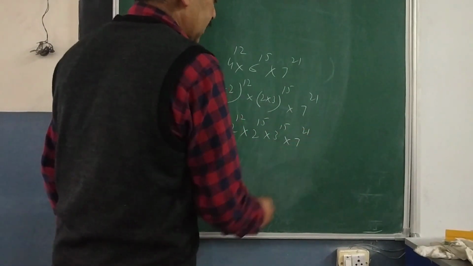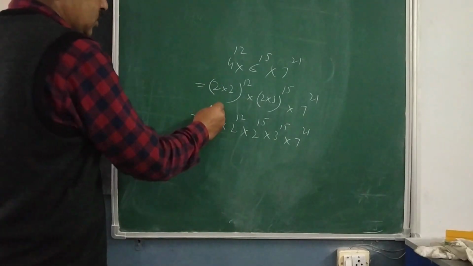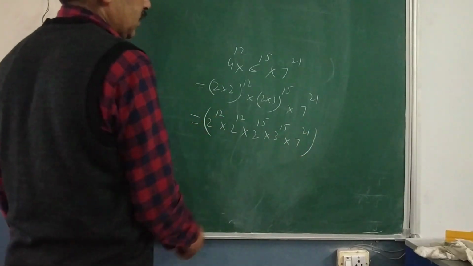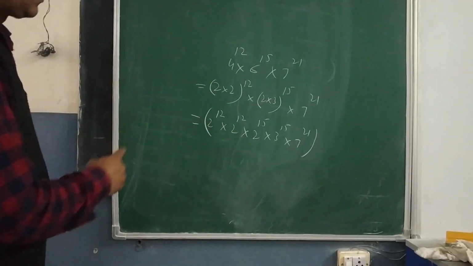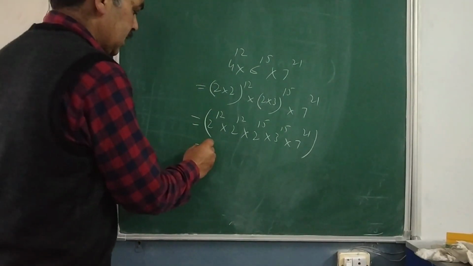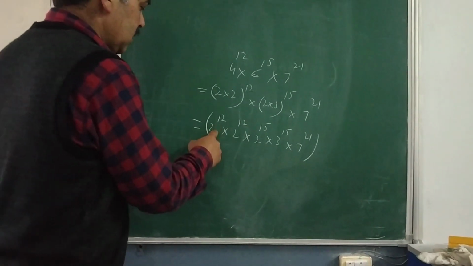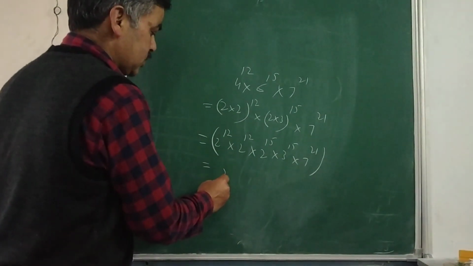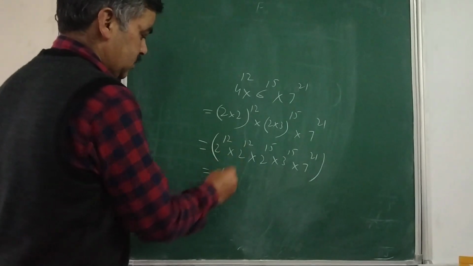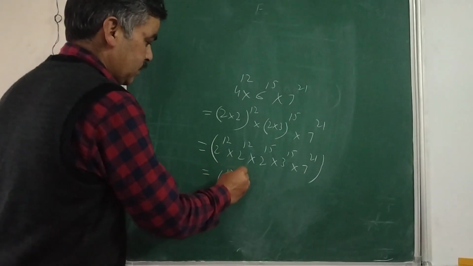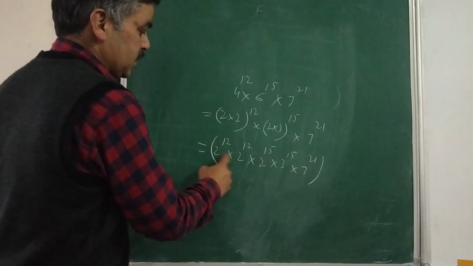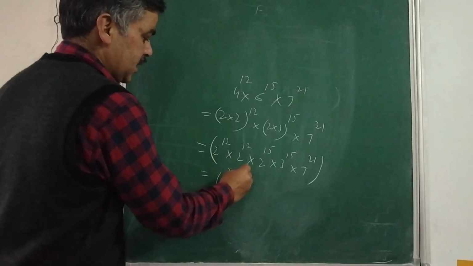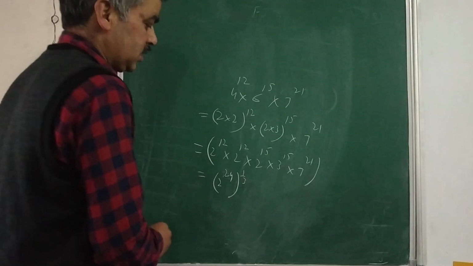And 7 raised to the power 21 is there. So this is all I am getting, and I have to determine the cube root of this one. So first of all, I am trying to simplify. This can be expressed as 2 raised to the power 12, whole power, 2 raised to the power 12 into 12 plus 12 is 24. The powers can be added, and 1 upon 3.